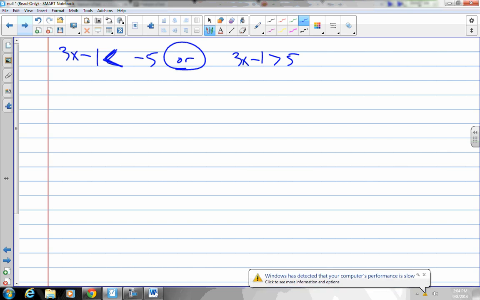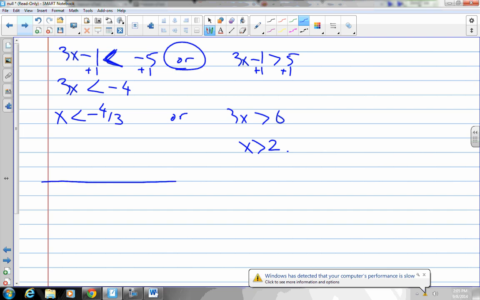So anyways, the rest should be pretty straightforward. We're just going to add 1 to both sides, so x is less than -4/3. Is that okay? And at the same time, or 3x is greater than 6 if you add 1 to both sides. So then x is greater than 2. Okay? So it's everything to the left of -4/3 or everything to the right of +2.